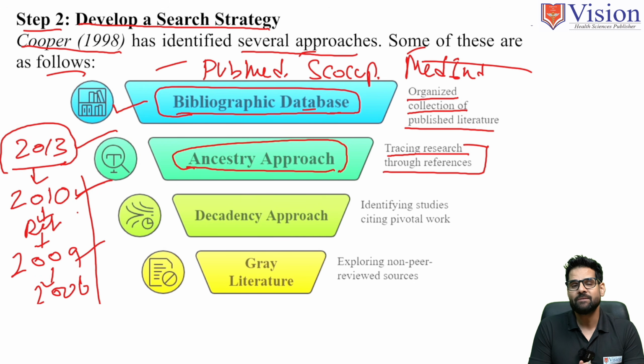If you can justify the presence of that literature, or if your research design requires that, if your research question requires that, definitely you can add literature of any year. Okay, so that's the point.